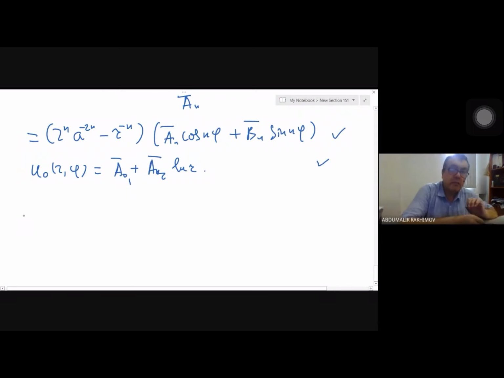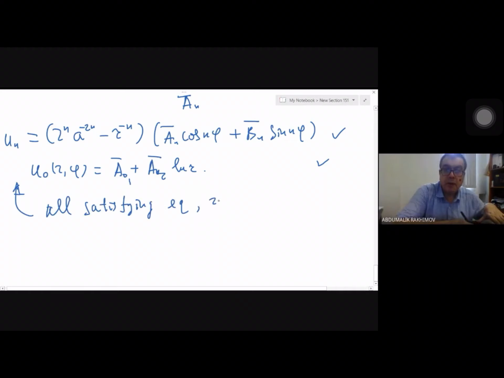Now we will search for the solution. Now you have many functions. They satisfy the equation and the zero boundary condition. So all of these un satisfy the equation, are 2 pi periodic, and satisfy the condition u(a, phi) equal 0. You can check, they all satisfy this condition.